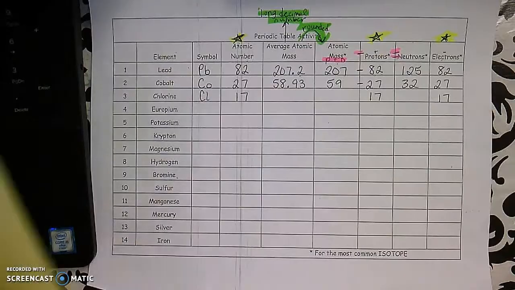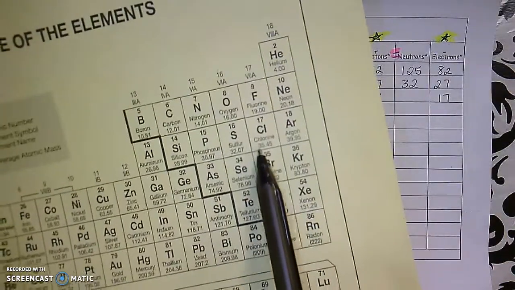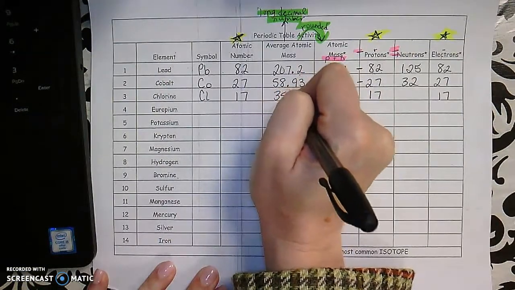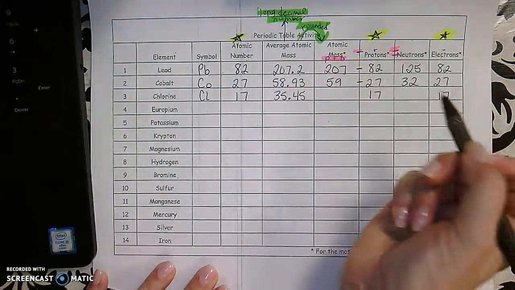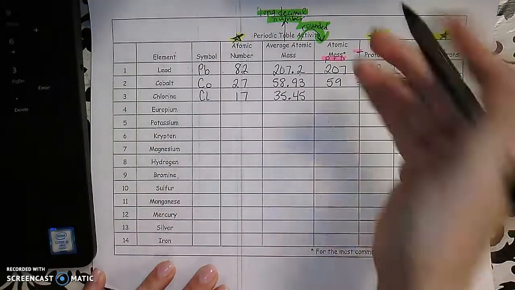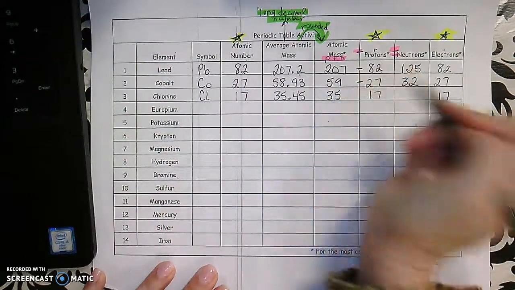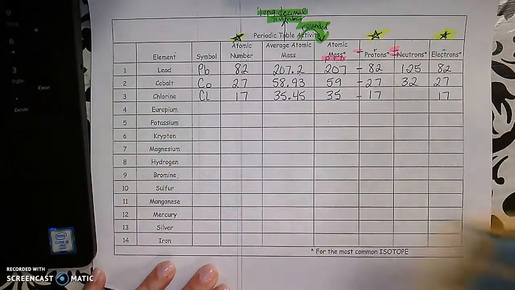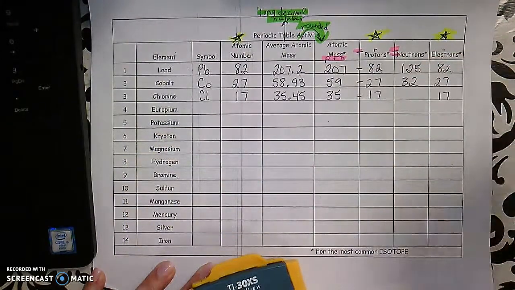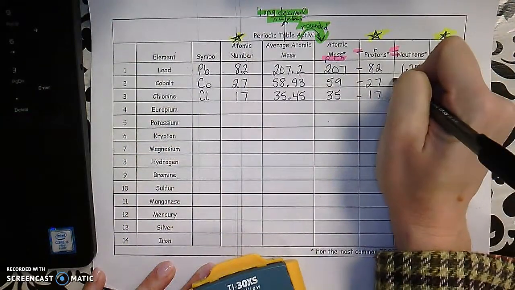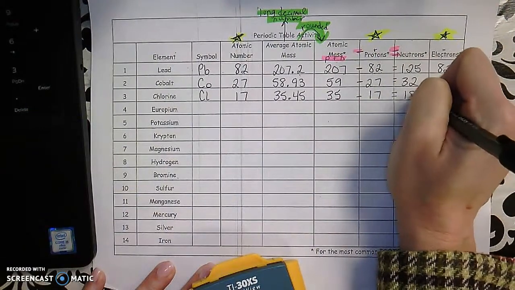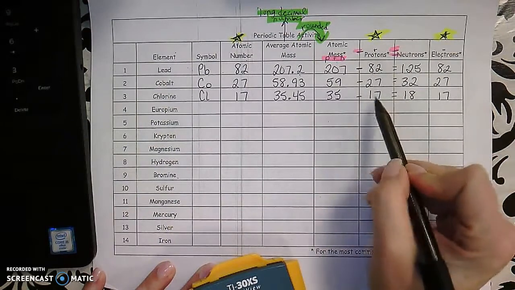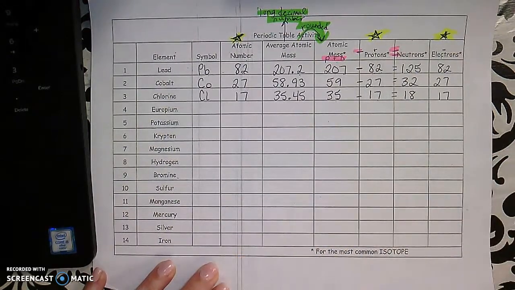The average atomic mass for chlorine is 35.45. Okay, so that is going to stay at 35, and 35 minus 17 is going to be, I can do that one in my head, that's going to be 18. And when we go back and check, 18 plus 17 is going to be 35.